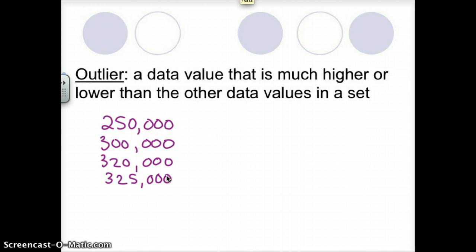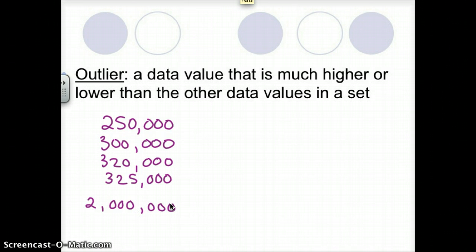And then let's say someone comes in and buys a vacation home in State College because they love the football team, and this someone happens to be a celebrity. We'll say Justin Bieber moves in, and he is rich and he buys a $2 million house. That would be an outlier.